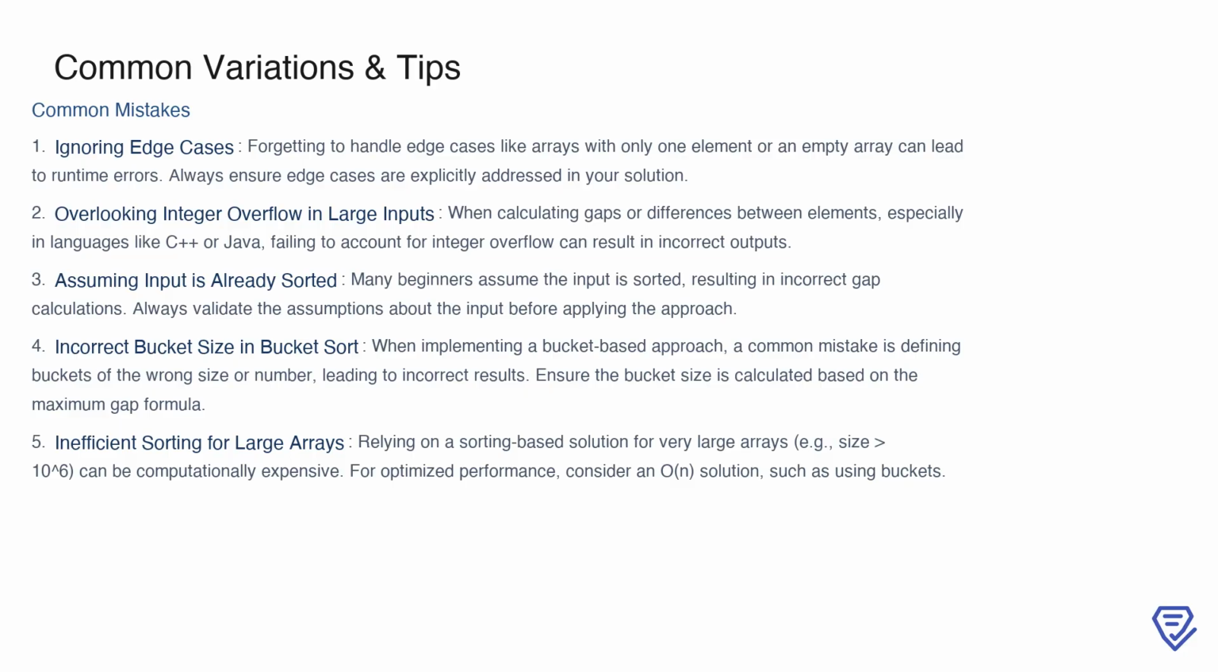Another frequent issue is assuming the input is already sorted. Beginners often overlook this, leading to incorrect calculations. Always validate your assumptions about the data. Additionally, if you're implementing a bucket sort solution, ensure the bucket size and number of buckets are calculated properly. Misconfiguring these can result in inaccurate results. Finally, relying on a sorting-based solution for very large arrays might seem simple but can be computationally expensive. For such cases, exploring an O(n) approach like bucket sort can significantly improve performance.